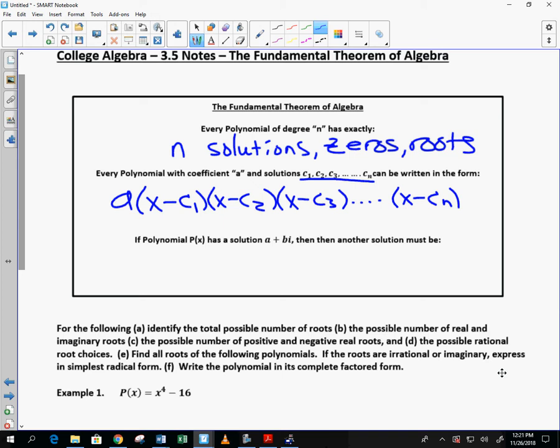Now, what's the a out front? There might be a multiplier, a coefficient that you have to have sitting out front in order to make that statement true. That's it.